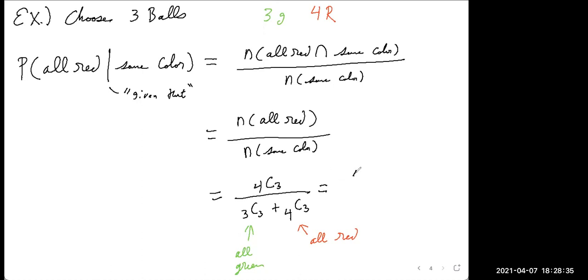4 choose 3 is 4. 3 choose 3 is just 1. And 4 choose 3 is 4. So I think this is going to be 4/5. I think that would be the probability. Any questions on that one?